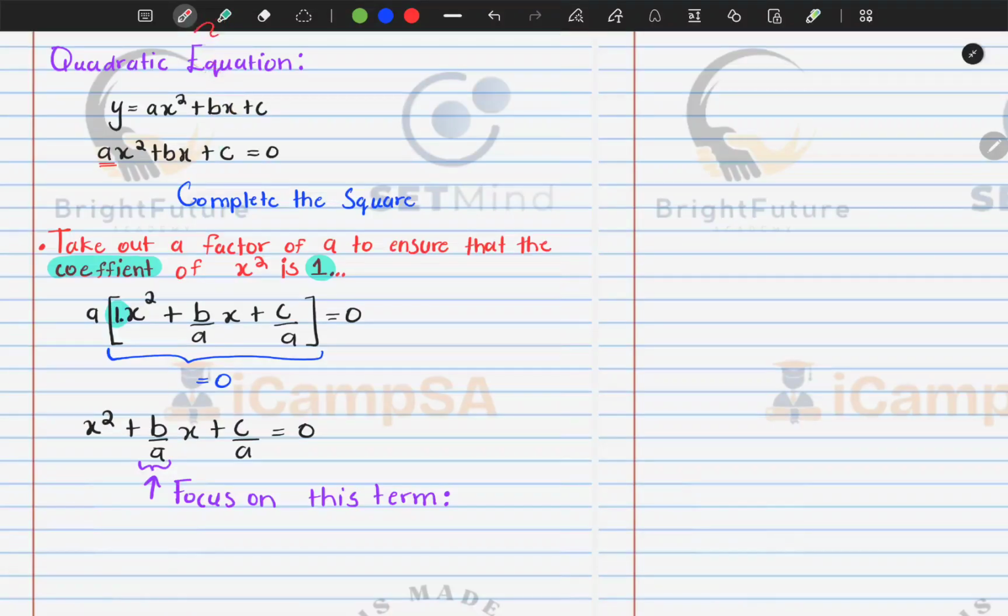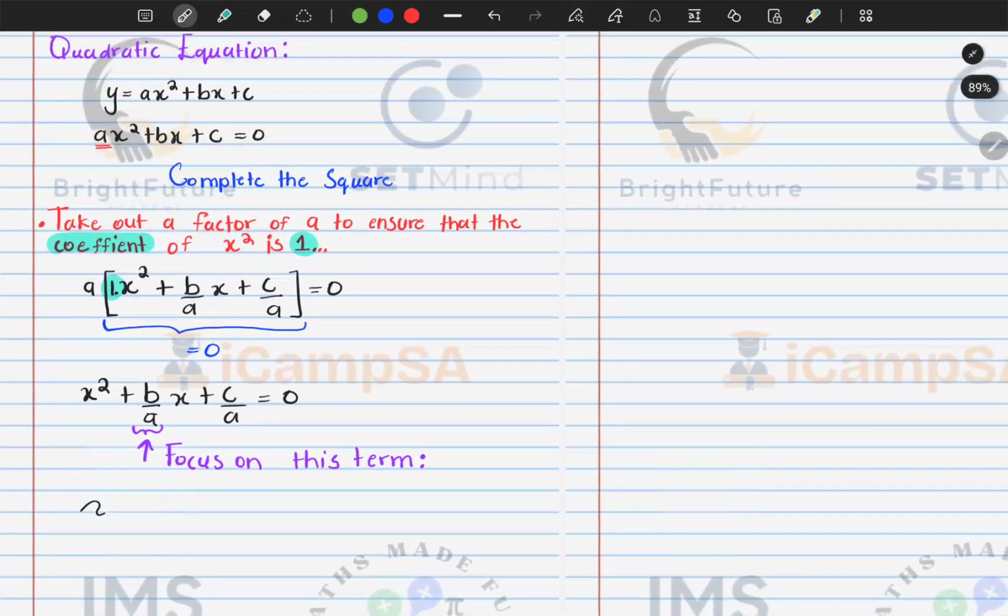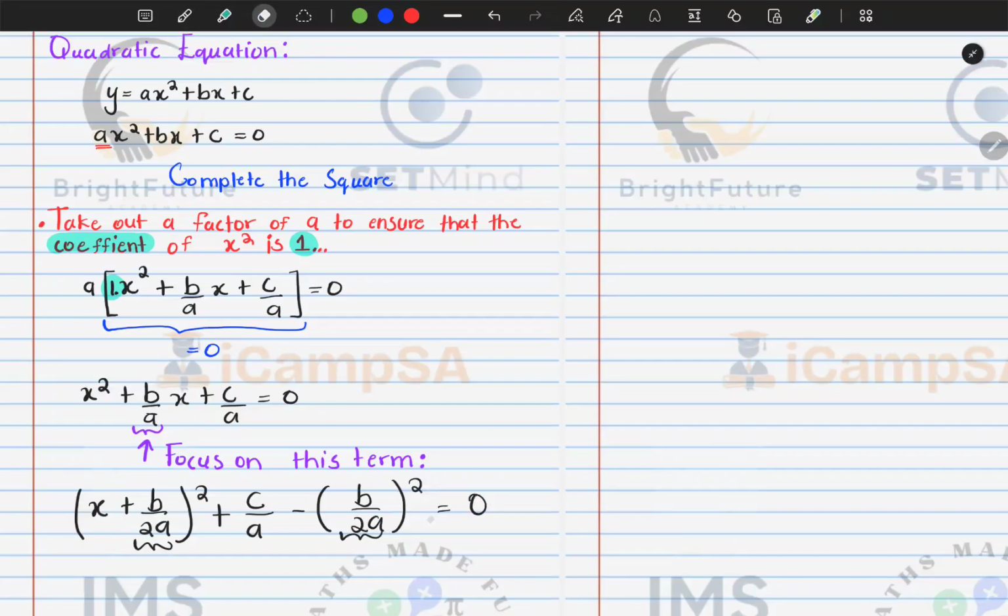So what does that mean in simple or in mathematical terms? What we are saying is that we'll have x plus half the coefficient of x. So the coefficient of x is b over a. So this means we'll have b over 2a. And then you square that, and then you'll have c over a. Then you will minus exactly what is here, which is b over 2a. But very importantly, you square it, and this is still equal to 0.